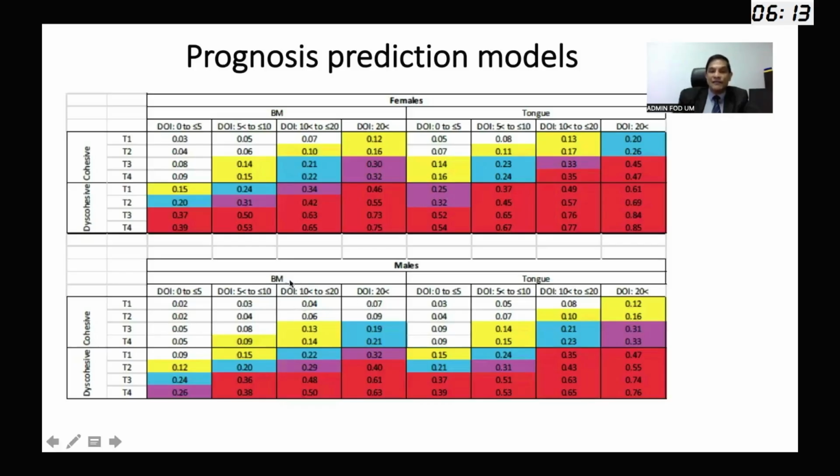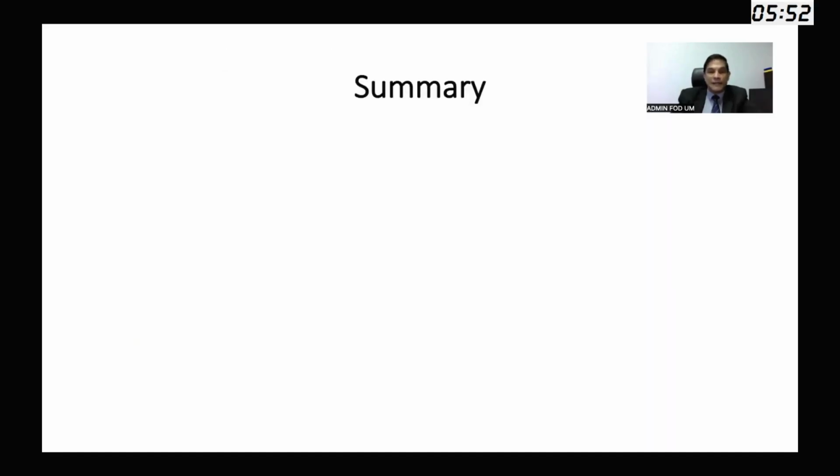Likewise, we have come up with this model for the buccal mucosa and tongue in males and females, showing the effect of cohesive or discohesive pattern of invasion, the clinical tumor size, and the depth of invasion, to decide which patients have a higher risk of metastatic potential. So that can be used to decide their treatment plan.